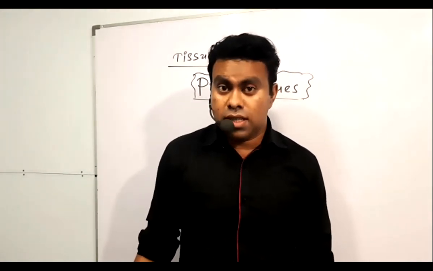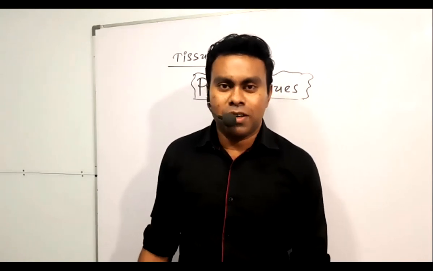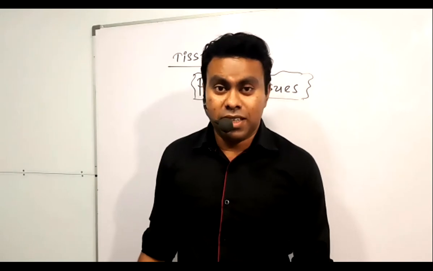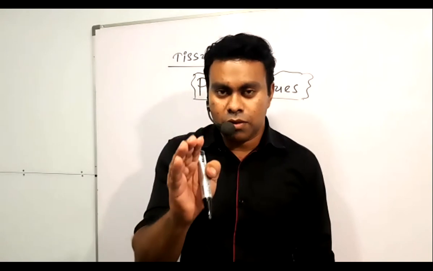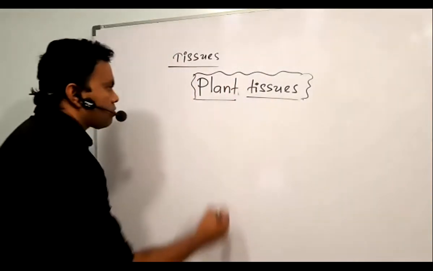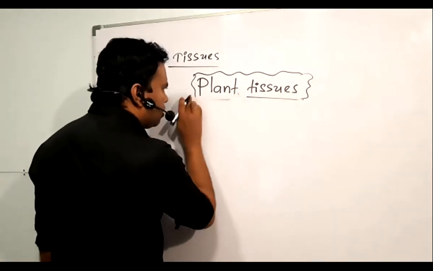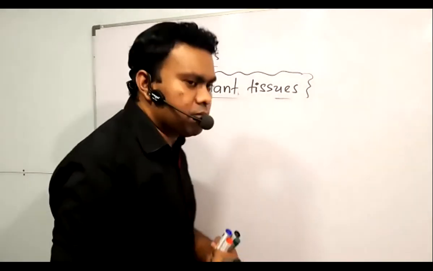Okay, mainly there are two types of plant tissues. One is meristematic tissue. The other one is permanent tissues. Okay, now take down the topic plant tissues. Write like this.